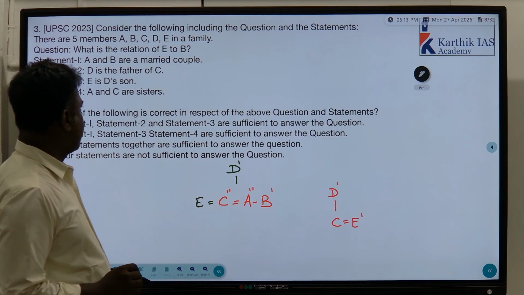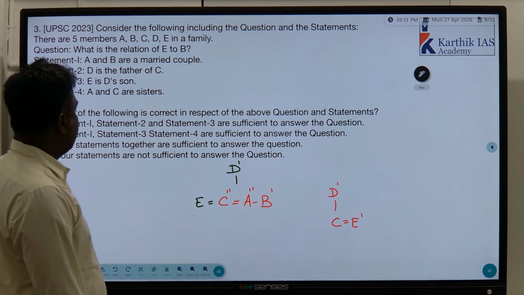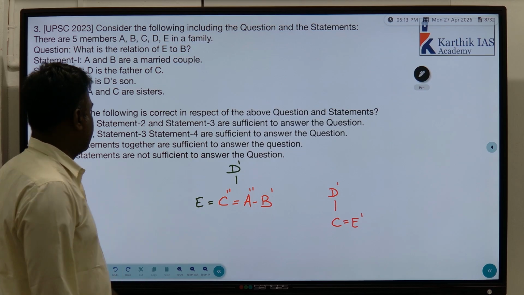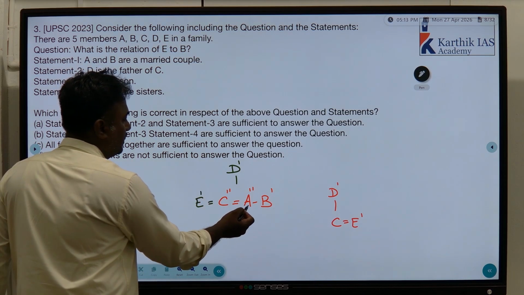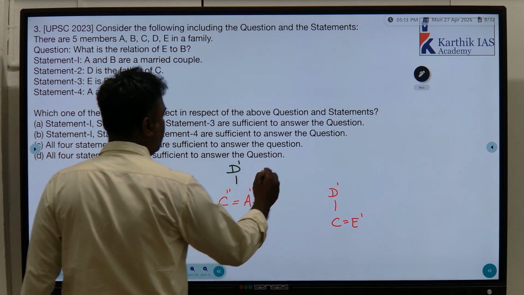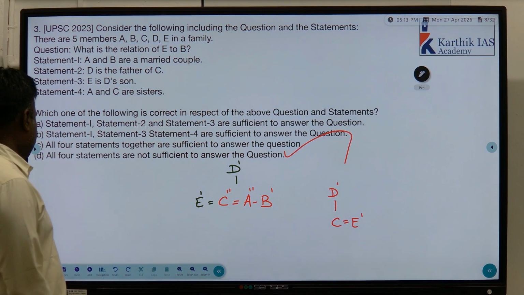Now, what is the relation of E to B? A and C are sisters. E also we know now. So, wife's brother, so brother-in-law. So, all four statements are sufficient to answer the question. Understand? All four statements we used. So, that's all. Clear?